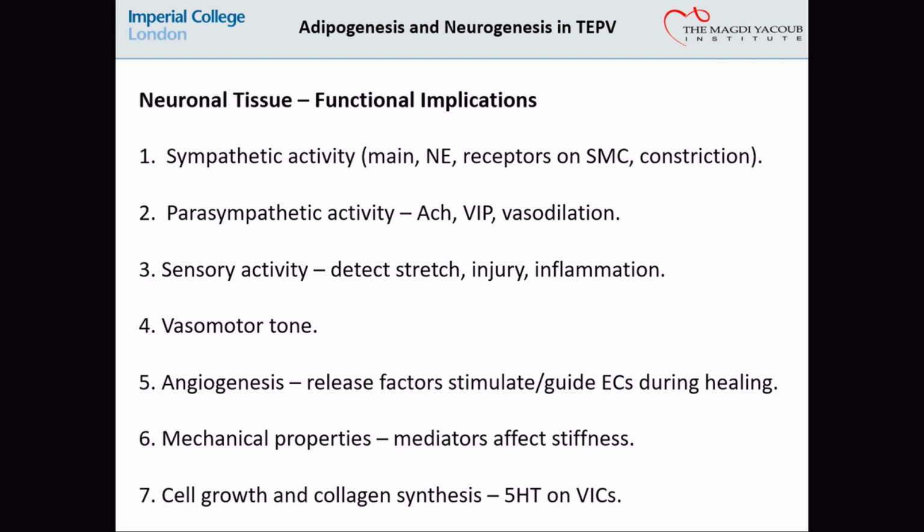They maintain vasomotor tone. They can also affect angiogenesis because they release factors that stimulate and guide endothelial cells during healing. They also have an effect on mechanical properties, as the mediators can affect the stiffness of the tissue. They can also play a role in cell growth and collagen synthesis, as shown by the effect of 5-HT on valve interstitial cells.